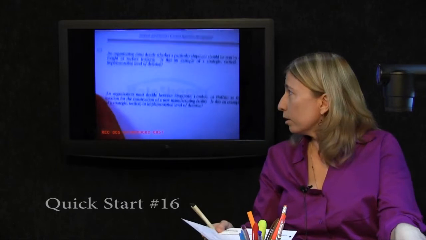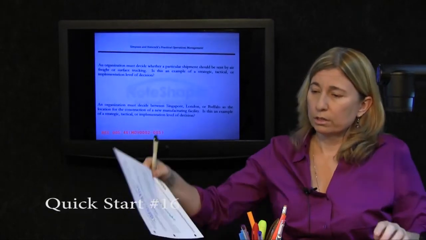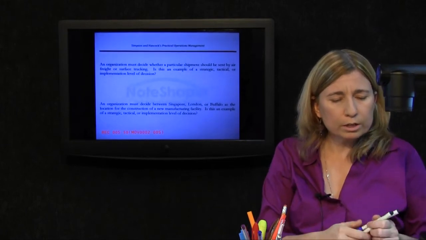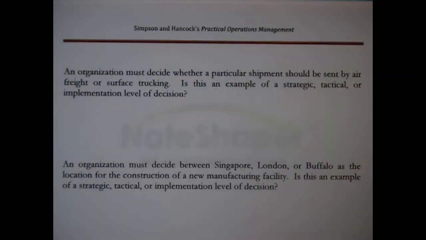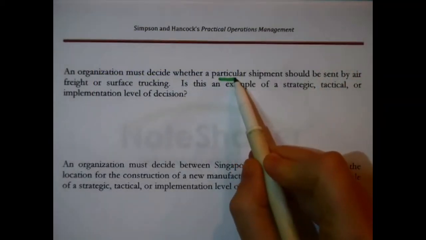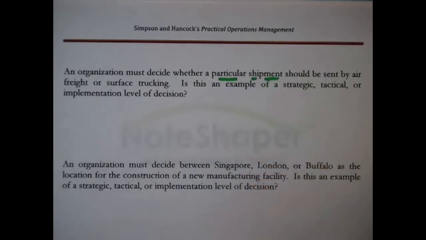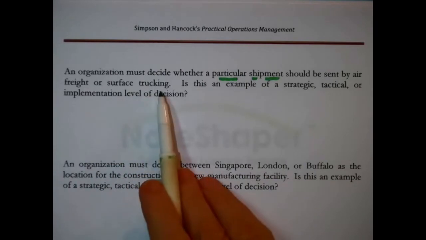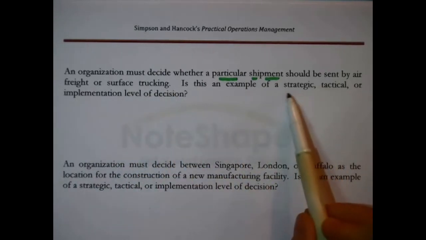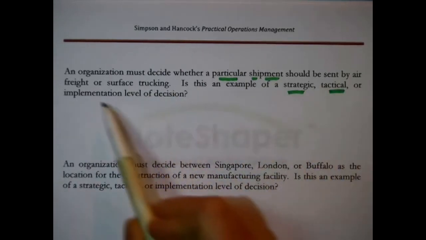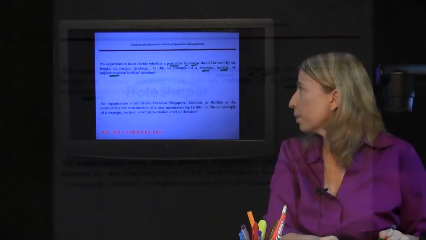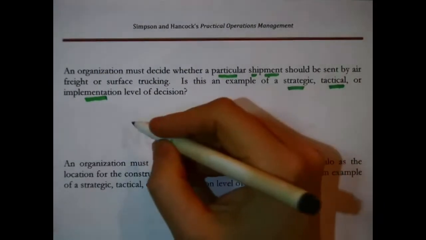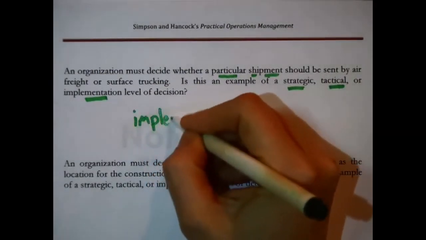Now here, in the next question, okay, we're away from banks, we're just with an organization. An organization must decide whether, now notice this, a particular shipment, not all shipments, a particular shipment will be sent by air freight or by surface trucking. Make the call. Strategic, tactical, or implementation. This particular situation would be another good example of implementation.